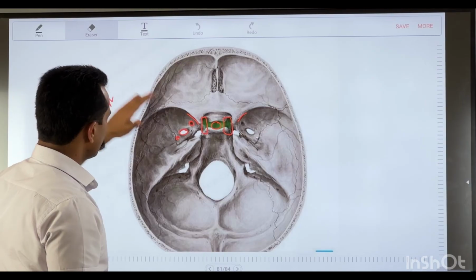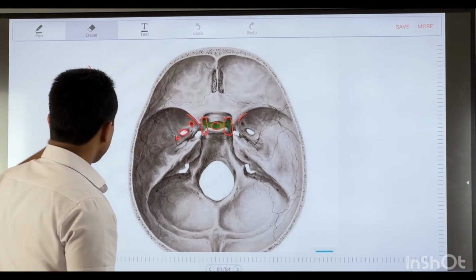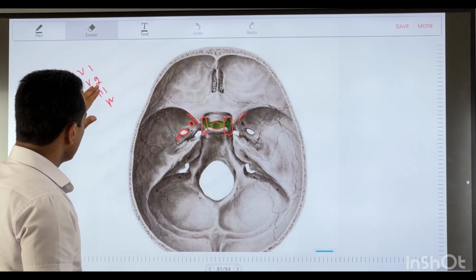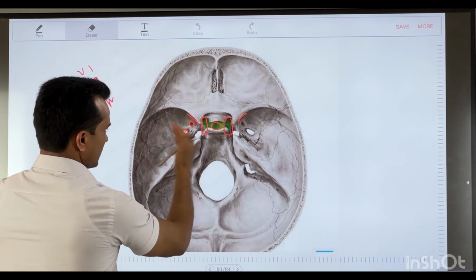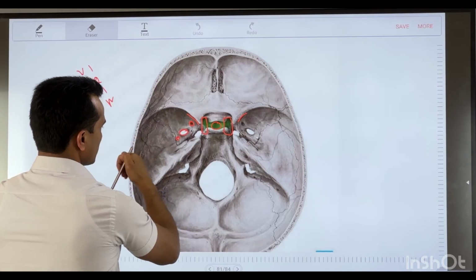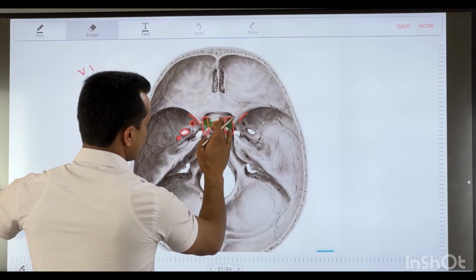V1 is your ophthalmic, V2 is maxillary. Okay, V1, ophthalmic, passes through the superior orbital fissure, and then V2 is basically the maxillary, which is passing through foramen rotundum. It's also on the lateral side. Look, this is the lateral side, and then this is the medial side.